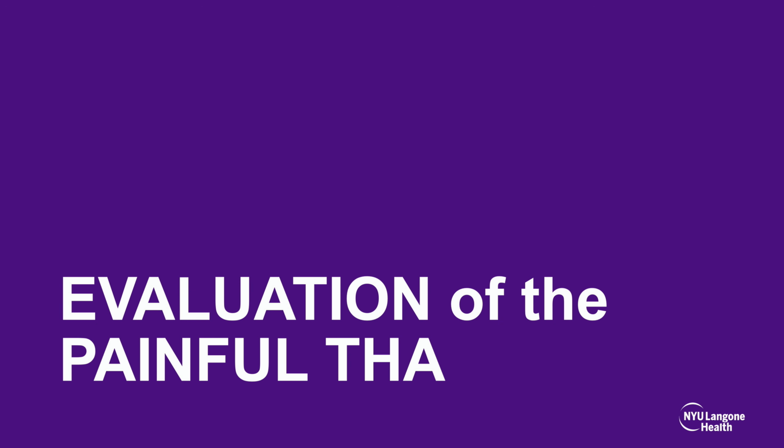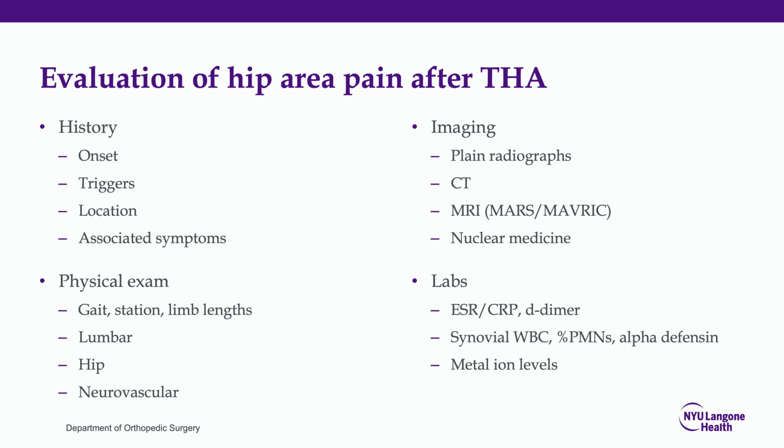Evaluation of the painful total hip is the beginning of any revision surgery. So when presented with a patient who has hip area pain, we're going to start with a history and physical examination, and that's going to dictate the necessary imaging and labs. On history, we really want to focus on the onset of symptoms. Was there trauma? Was there a pain-free interval after the first surgery? The triggers, is there startup pain, suggesting perhaps a loose component, or rest pain, suggesting the possibility of infection or tumor? What's the location of the pain?